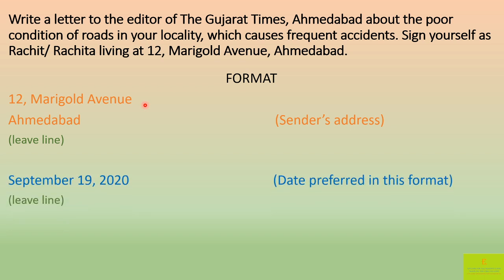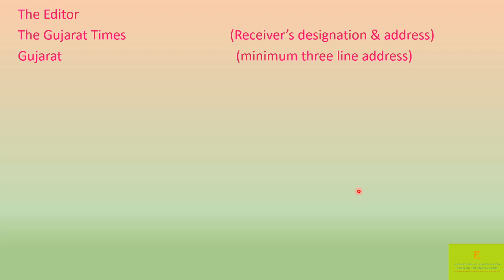Then we have to write the date. So whatever date is, you have to write the date, and it should be written in this format. So this is the preferred format for the date. Then again, you leave a line. After that, we come to the receiver's address. Now, receiver's address, you have to write the designation and you have to write the address, whatever address is there.